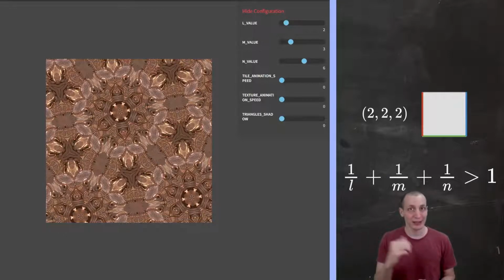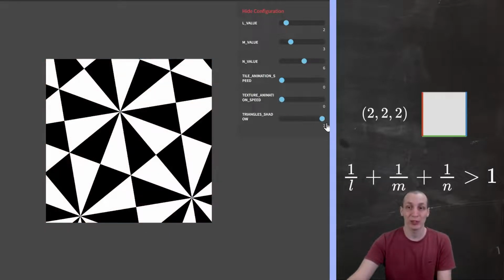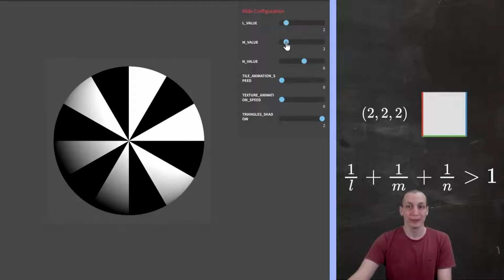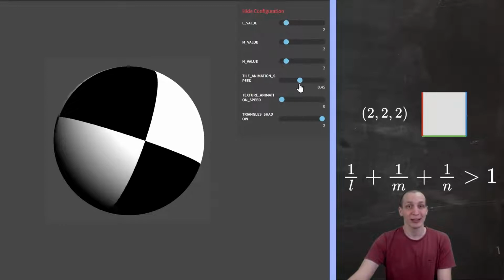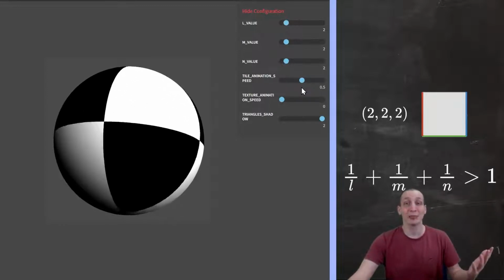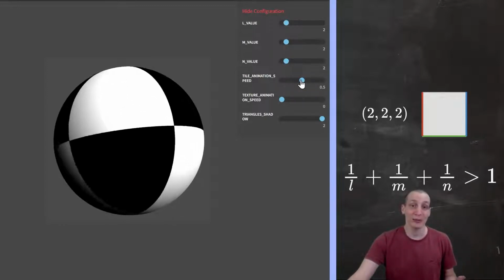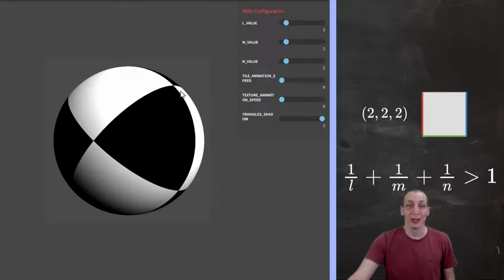Well, apparently there is. So let's see it in action. If I move from 2, 3, 6, let's go first for the triangles, to 2, 2, 2, I get something really interesting. Instead of the standard plane, I get a sphere. So let's stop, and you can see that this is a triangle, whatever a triangle means inside a sphere.